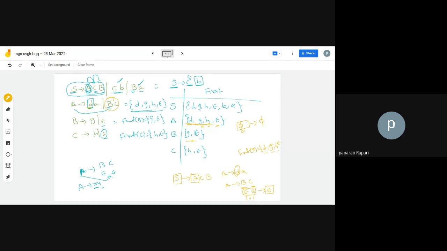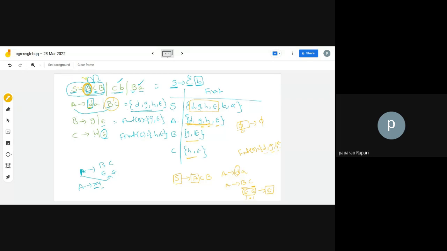So the first sets of B and C are very clear, and that is very simple, sir. So coming to the first set of S, first we need to add the first set of A. So first set of A is D, G, H, epsilon. Up to here I have added. Sir, union of C, union of B is not required, because A is not producing epsilon.